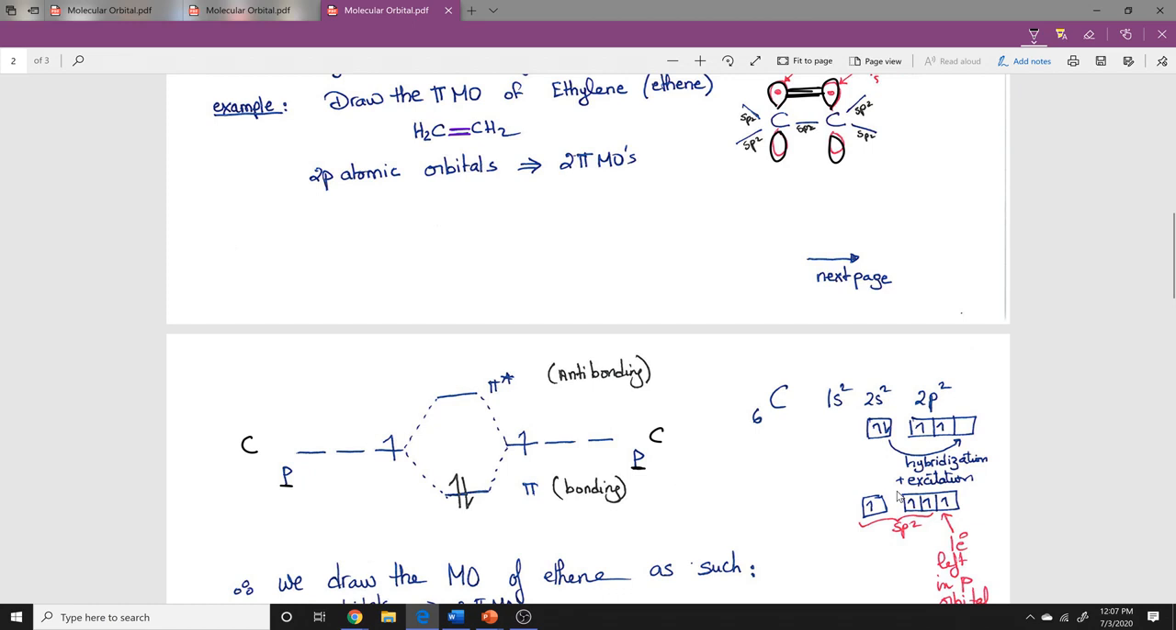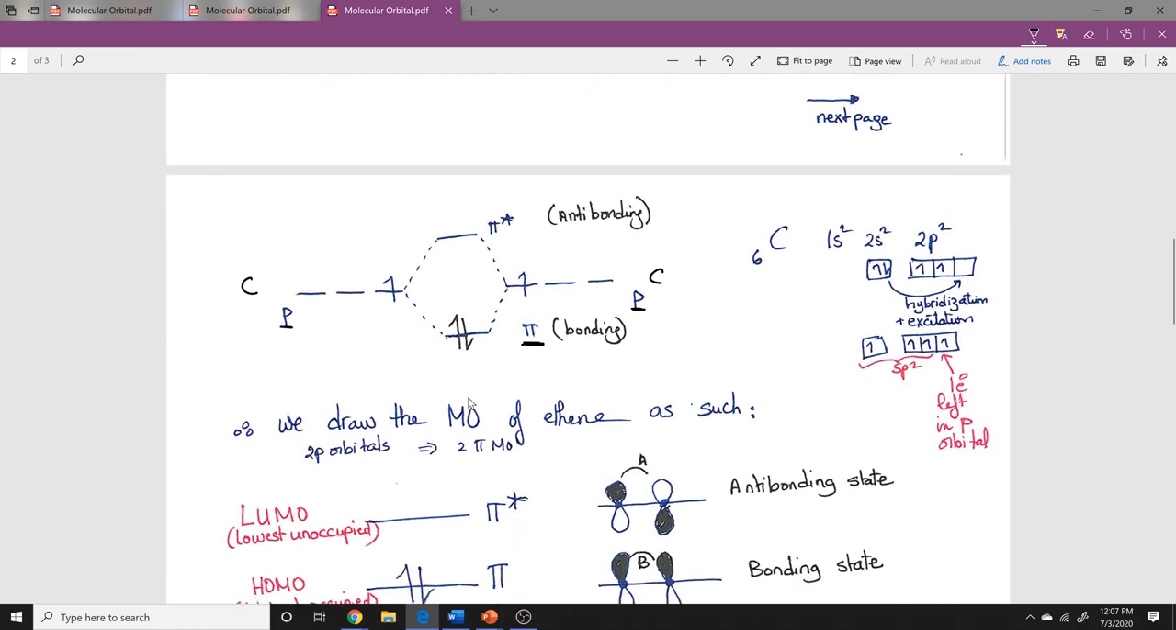So each p atomic orbital has only 1 electron. These electrons can overlap with each other, and they make now not the sigma, because p orbitals, when they overlap, make the pi bonding state. So they can either make the pi or the pi star anti-bonding state. And now you start filling your electrons. Make sure that the lower energy pi bonding state has a max capacity of 2 electrons in there, so you will be left with nothing for the anti-bonding molecular orbital.